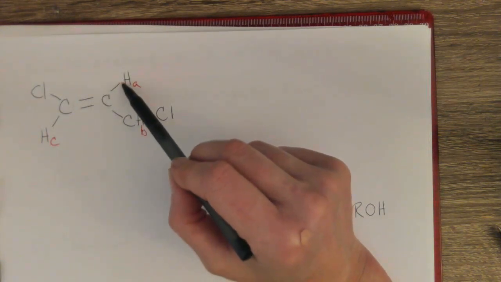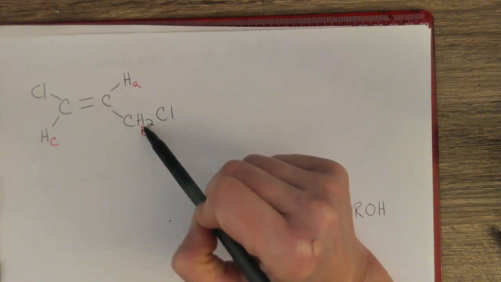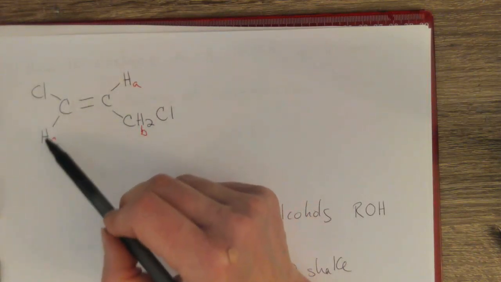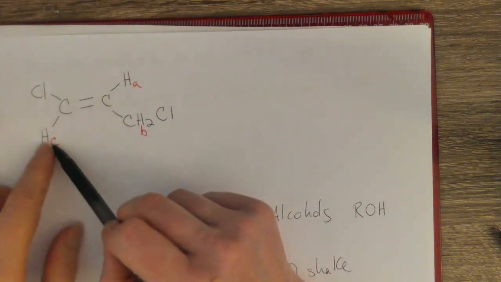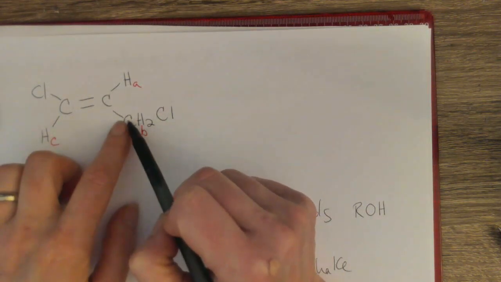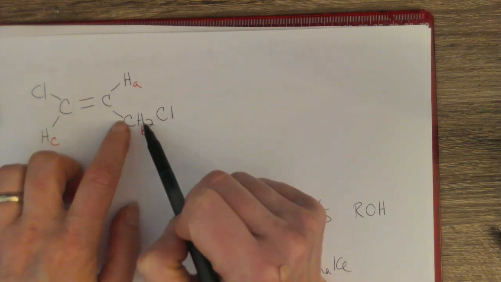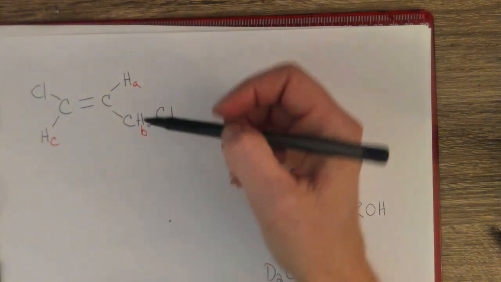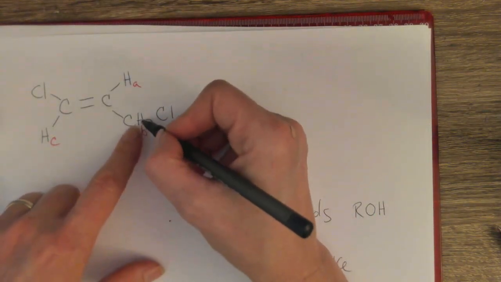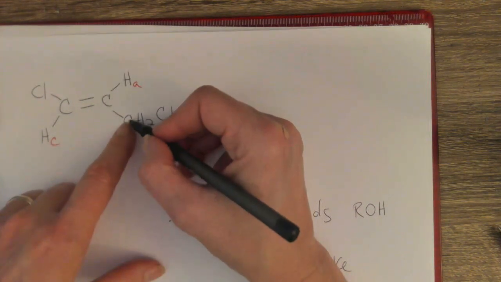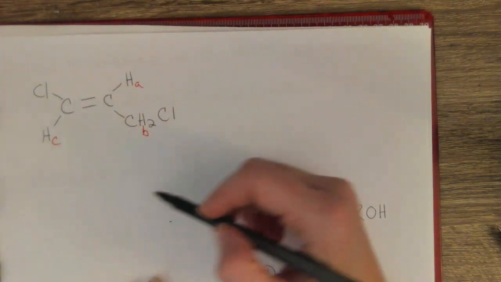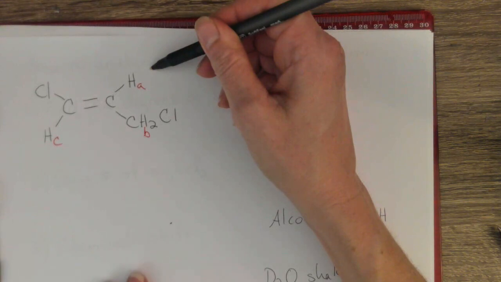So let's see, HA, 1, 2, 3. So it gets split by two of these, 1, 2, 3, and HC. Now, does HC get split by HB? 1, 2, 3. No, because the protons are not here. They're out on the fourth bond. And then let's look at HB. What does it get split by? So, imagine you have to count 1, that's the first bond, 2, 3. So they only get split by HA. So of these three, this one would be the hardest splitting diagram to draw.